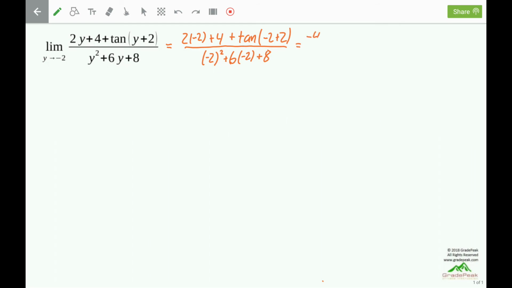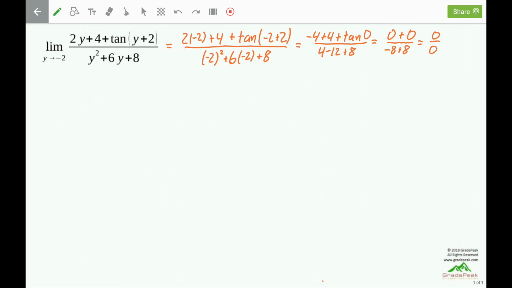2 times negative 2 is negative 4, plus 4, plus the tangent of negative 2 plus 2, which is 0, divided by negative 2 squared, which is 4, 6 times negative 2 is negative 12, plus 8. In the numerator, negative 4 plus 4 is 0, plus the tangent of 0, which is the sine of 0, 0, divided by the cosine of 0, 1. 0 over 1 is 0, over 4 minus 12, which is negative 8, plus 8. 0 plus 0 is 0, over negative 8 plus 8 is 0.